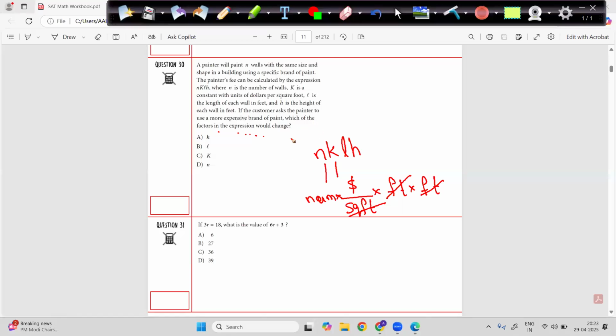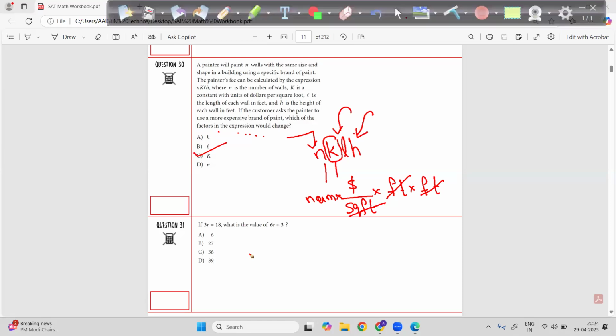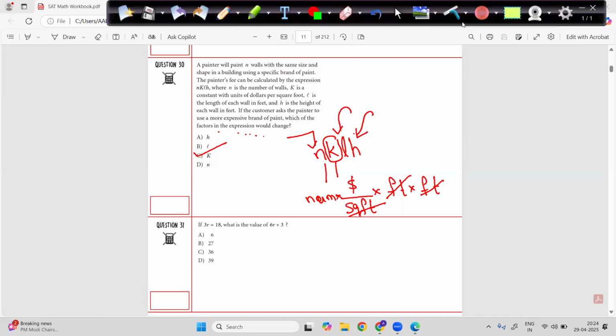So definitely number of walls will not change. The length of the wall will not change. Height of the wall will not change. The only other constant that you can see is K. So definitely K should change. So the answer should be C. Yeah. Most of you gave C, one or two gave something else.